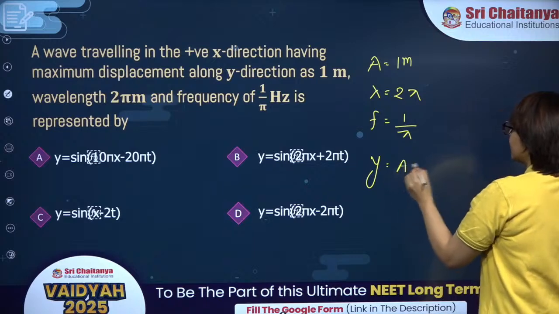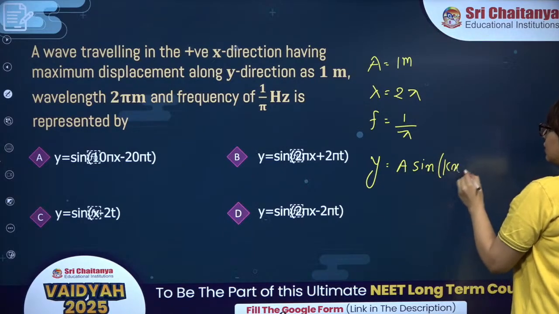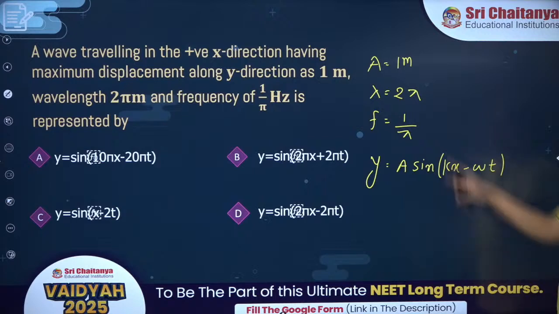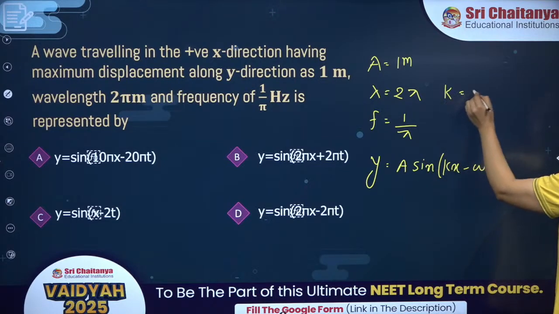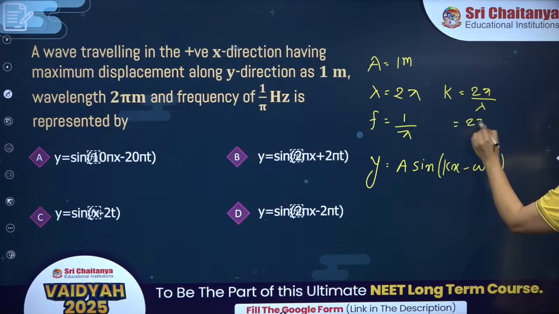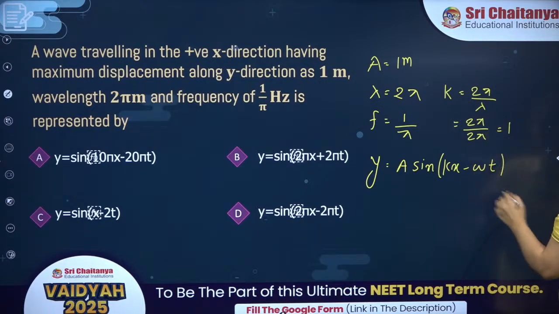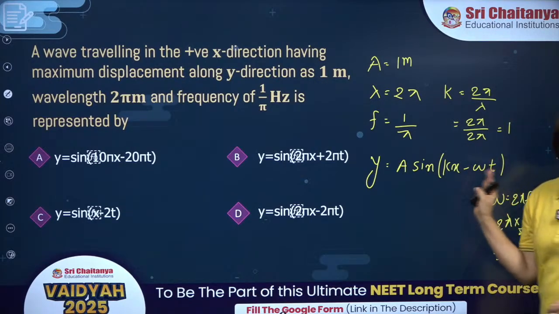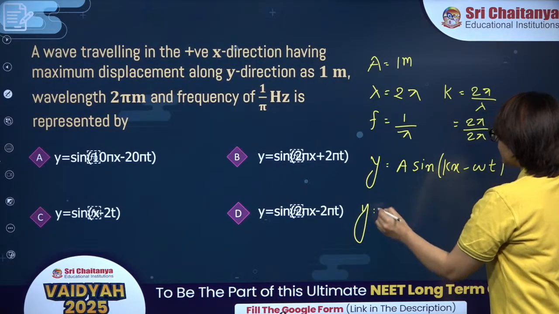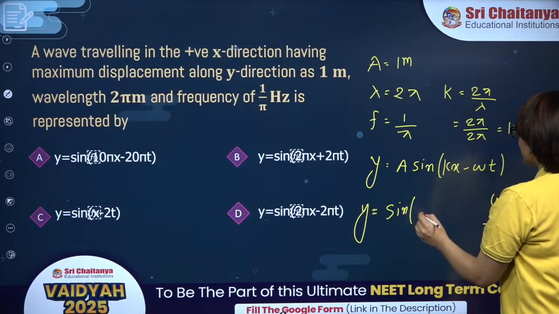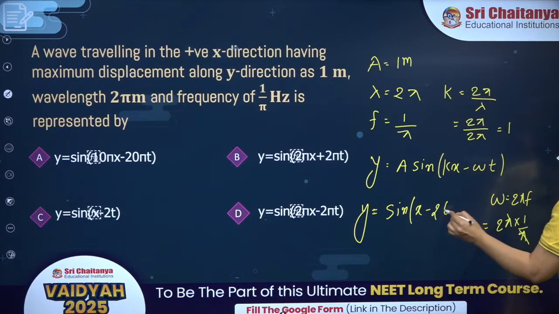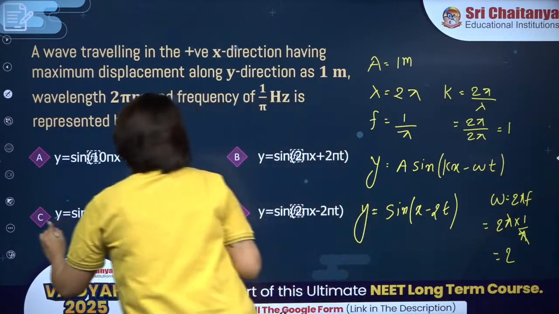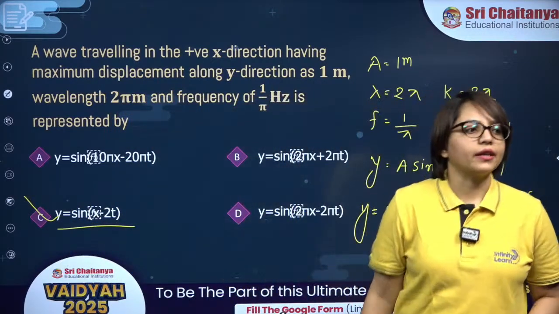How do we write the equation of a wave traveling in the positive x direction? Y is equal to A sin(kx minus omega t). Amplitude is given as 1, k is 2 pi by lambda, and lambda is 2 pi, so k is 1. Omega is 2 pi into frequency, so it is 2 pi into 1 by pi, which is 2. You just have to put k and omega in this equation to get the answer. Y is equal to 1 sin(1 x minus 2t), so it is sin(x minus 2t), which is nothing but option C. Well done guys, well done.